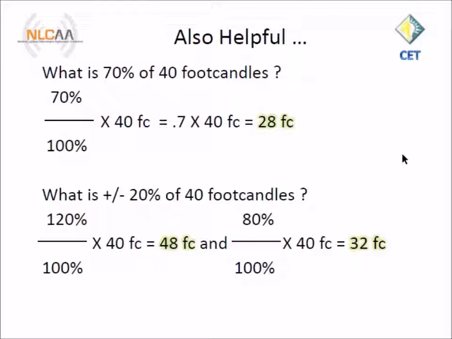The weird thing about percentages is they're different going up than going down. So let's take that same 40 foot candles and try and determine what 120% of that 40 foot candles is. 120% divided by 100% is 1.2, times 40 equals 48 foot candles. How about 80%? 80% divided by 100% is 0.8, times 40 foot candles equals 32 foot candles.